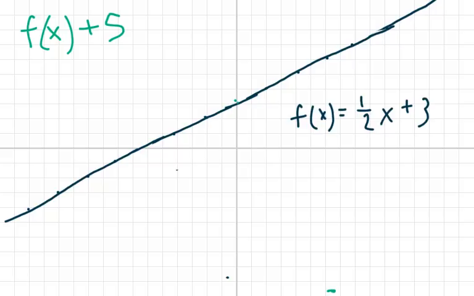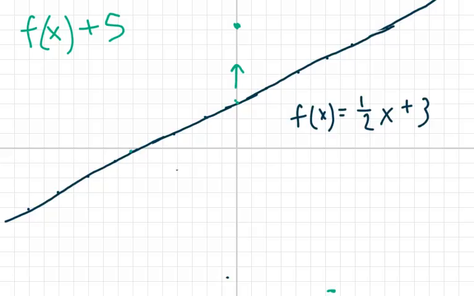So let's look at this point right here. I'm just going to move it up 5, so it's going to end up 1, 2, 3, 4, 5 spaces up here. And that's going to be my new point. Oops, let's plot that a little bit nicer here. And I'm going to do that with each of the other points on the graph.